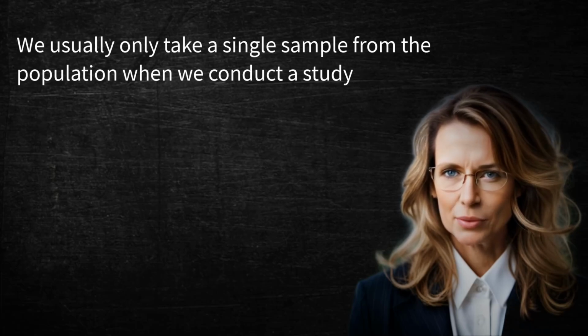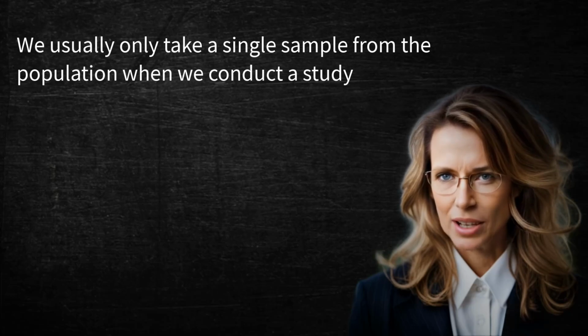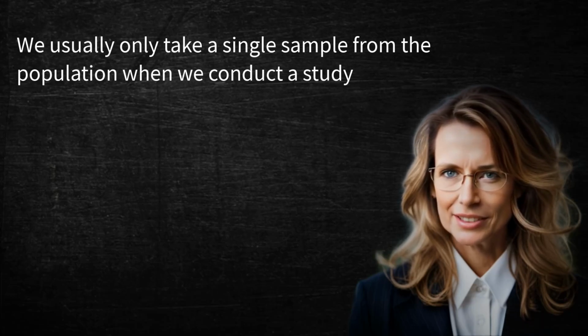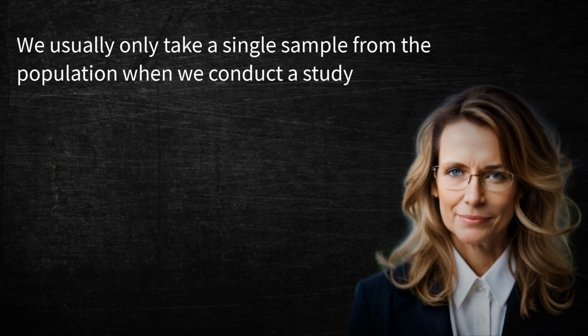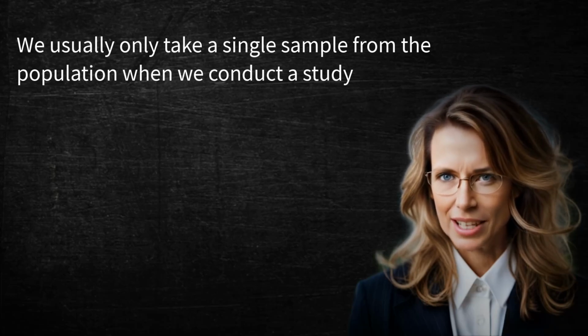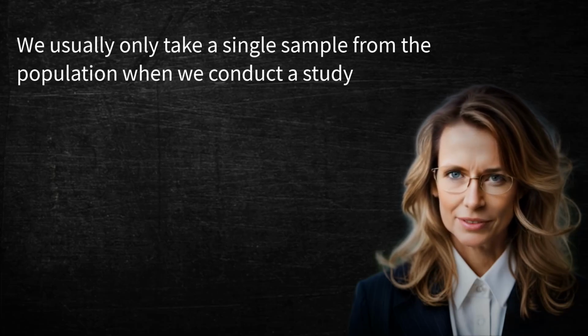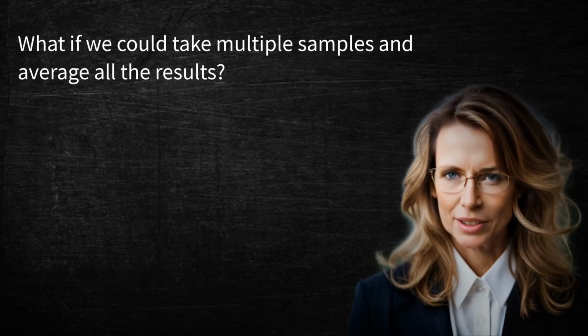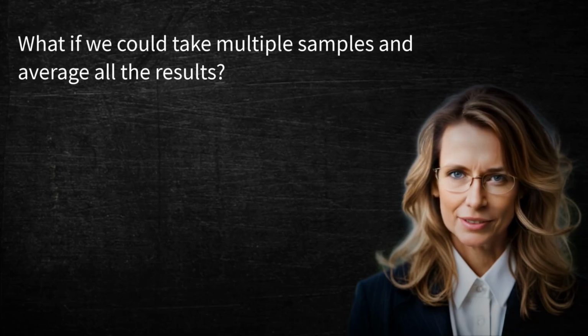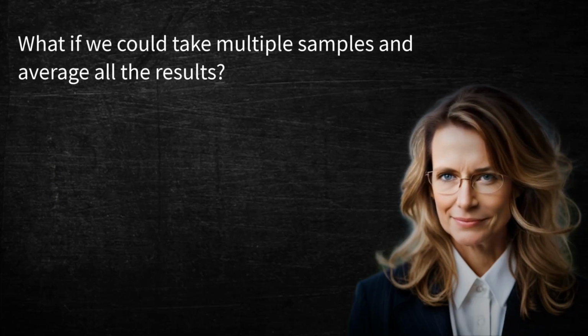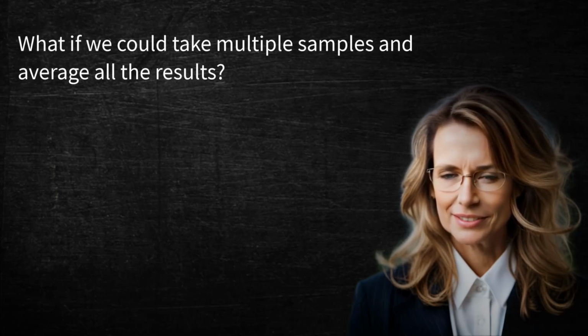Practically speaking, we only will be taking a single sample from a population when we conduct a study. For instance, in our reaction time study, we might only take a single sample of the population of athletes to estimate what the reaction time of the total population is. But what if we could take multiple samples and average the results obtained from each sample? Would that give us a better estimate of the true population value? The answer is that it would.